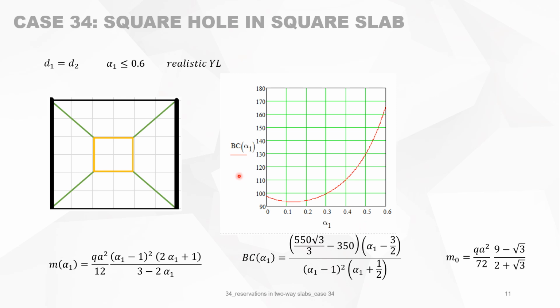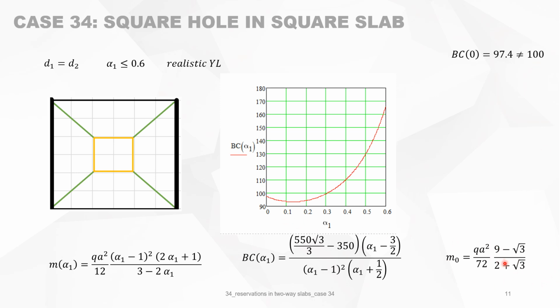So you can put it into a graph. Vertical axis, the bearing capacity. Horizontal is the size of the reservation. And now we can clearly see. But first of all, what we notice is that here in this element, when alpha 1 is 0, so when there is no reservation, the bearing capacity is not 100%. So something is wrong, because it should be M0.